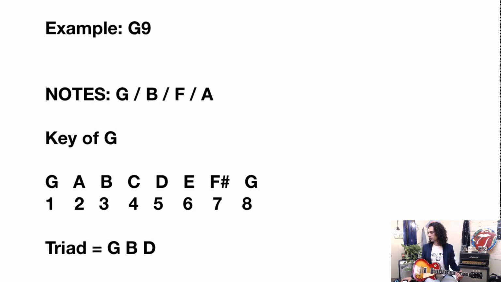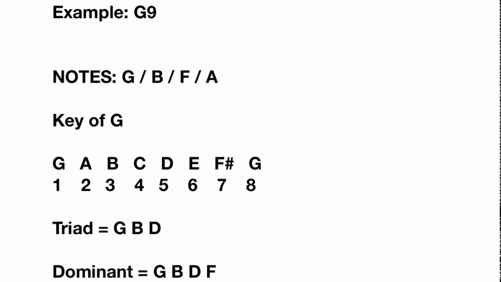Okay, key of G. Those are your notes in the key of G. Your triad, or just your G major chord, would be G, B, and D. That's your 1, 3, 5. If I wanted to make that dominant or a 7th chord, F sharp would be my natural or major 7. If I flat that, meaning move it down half of a step, then it becomes F.